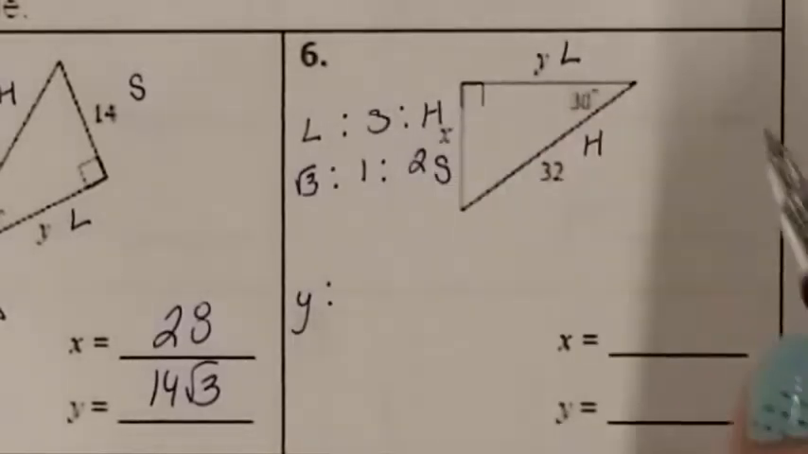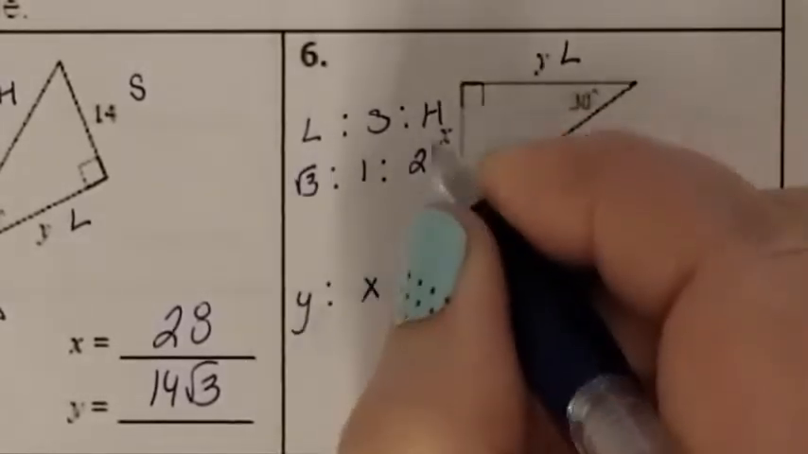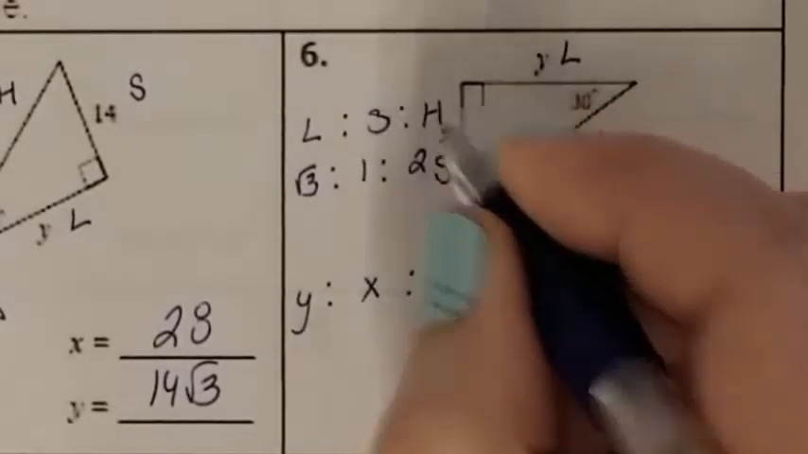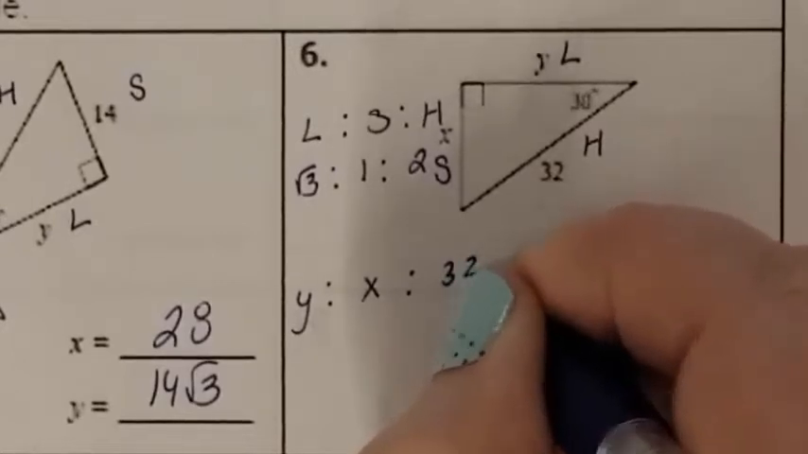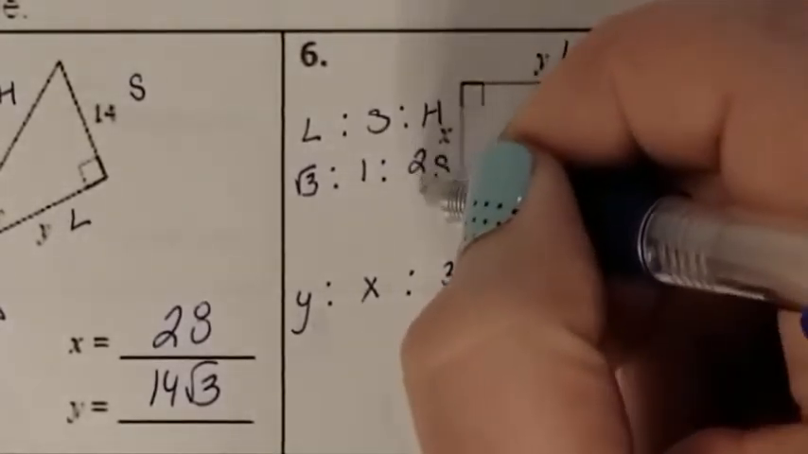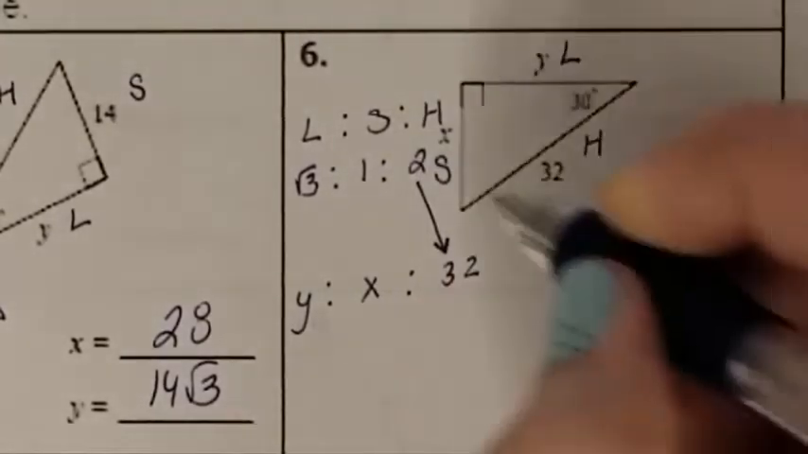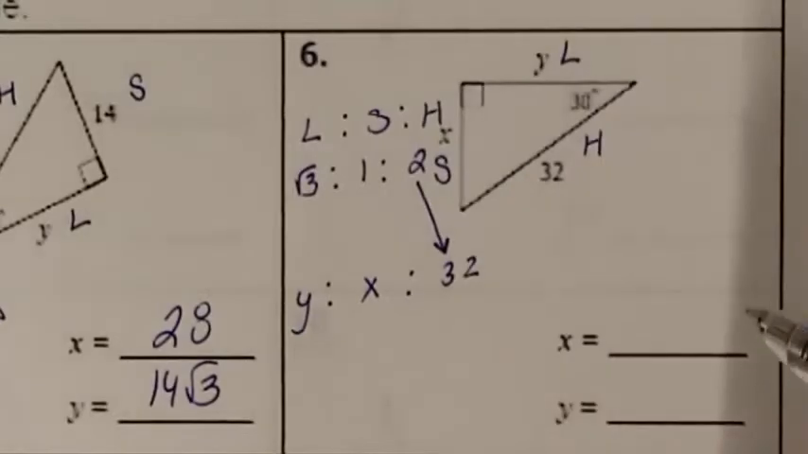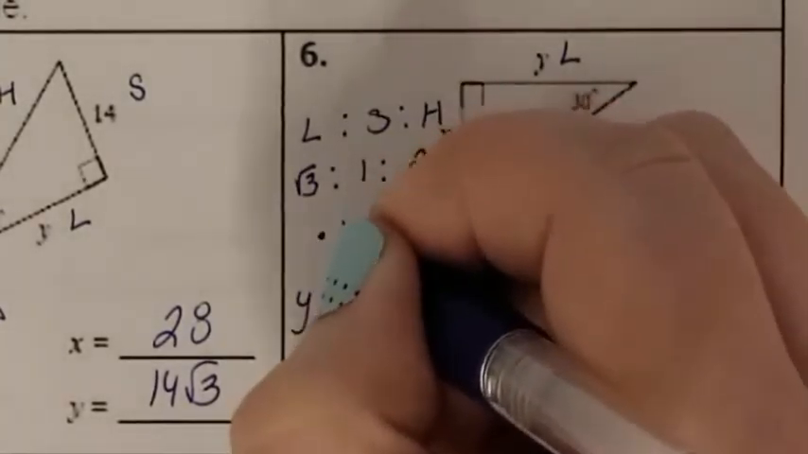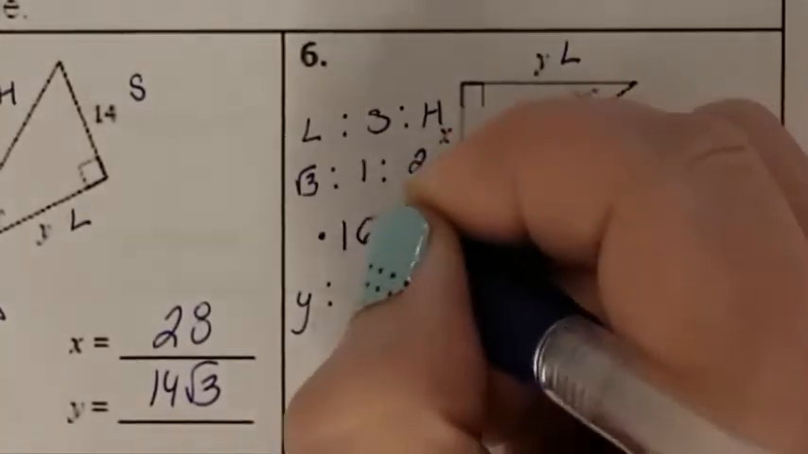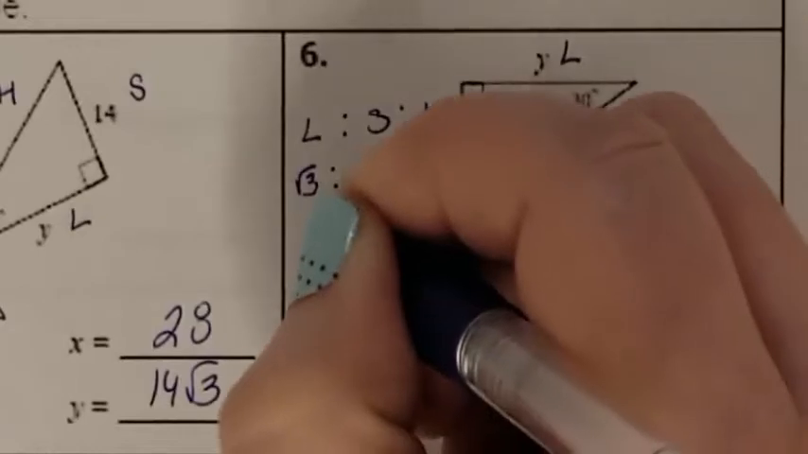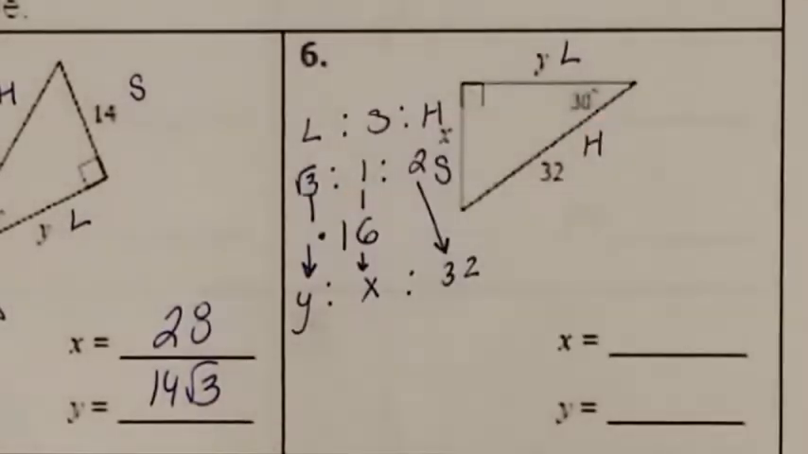Do I know my short leg? I don't. My short leg is an x. Do I know my hypotenuse? I do. My hypotenuse is 32. The only ratio I see was 2 to 32. What did I multiply 2 by to get 32? 2 times a 16 is what gave me 32. So we're going to have to multiply the others by the 16 to get there.